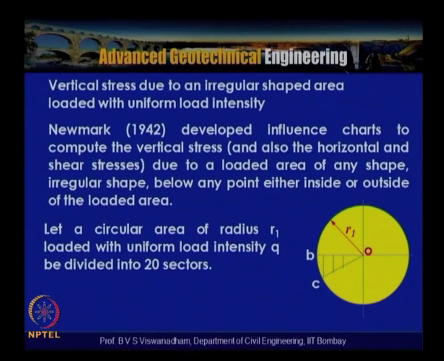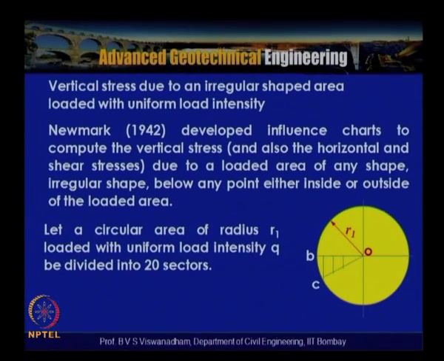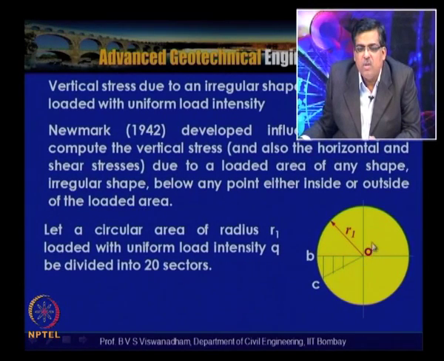Now consider a circular area of radius R1 loaded with a uniform load intensity Q. So you have a circular loaded area of radius R1 with O at the center, and it is arbitrarily divided into 20 sectors, like OBC. That means each center angle is about 18 degrees, and BC is the arc length. This entire area is divided into 20 sectors and is loaded with a load intensity of Q.